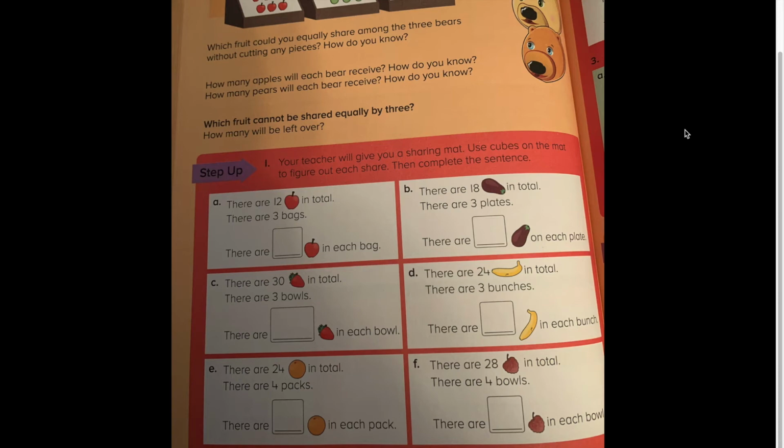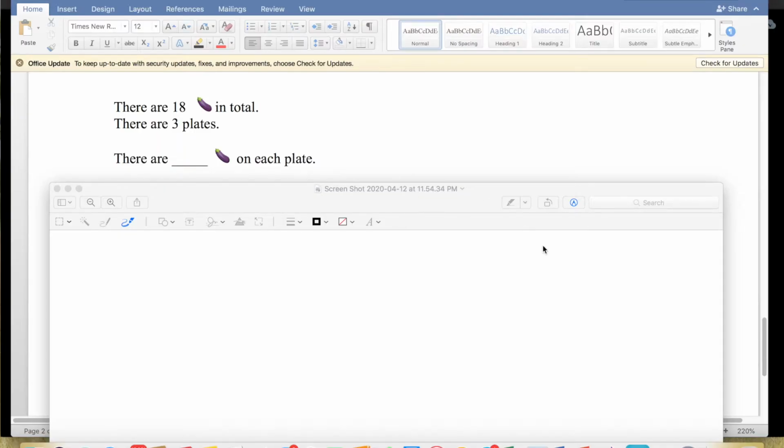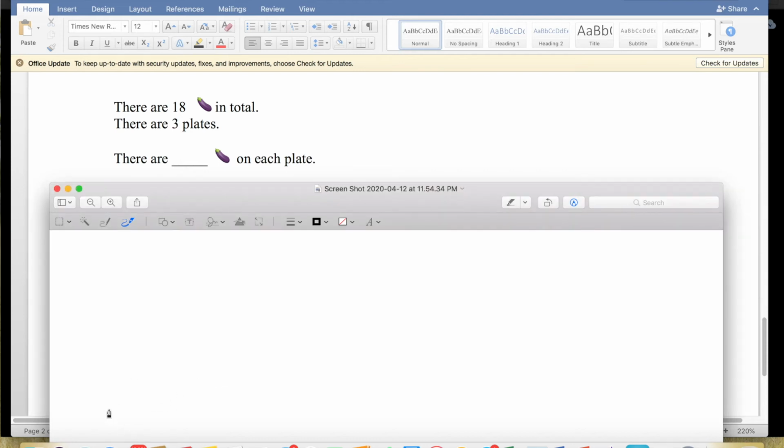Okay, this one says there are 18 eggplant in total. There are 3 plates. There are blank eggplant on each plate. So first, we're going to start off with how many are we trying to separate these into equally, which is the number at the bottom. So that would be 3. So over here, I'm going to draw my 3 plates. 1, 2, 3. Then there's 18 in total.